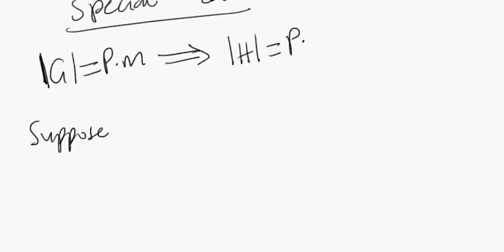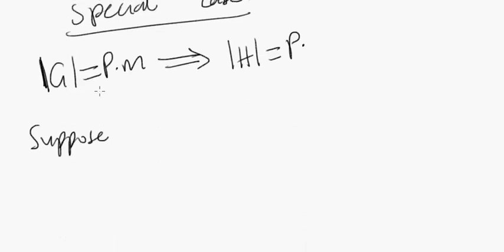What if alpha equals 1? What if we know that the order of G equals p times m? Does that imply that there exists some subgroup H of G such that the order of H equals p? Right.